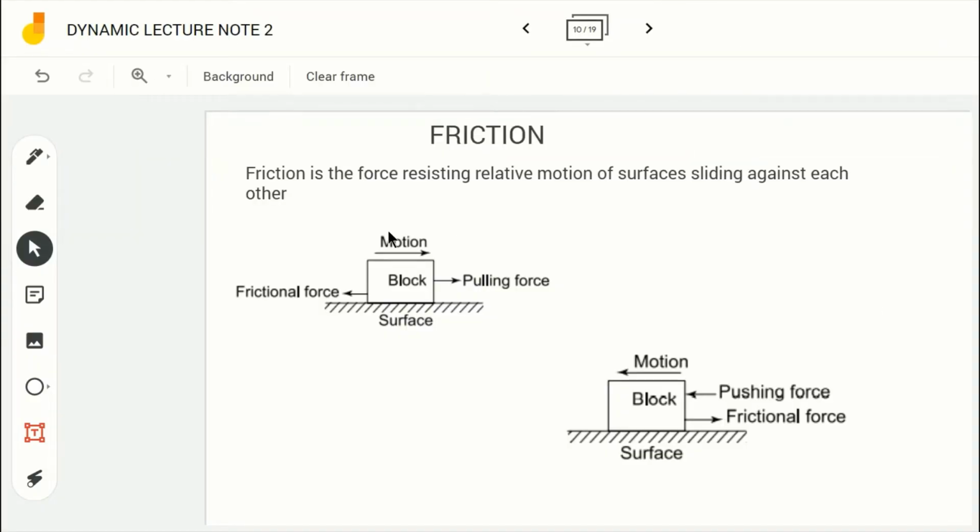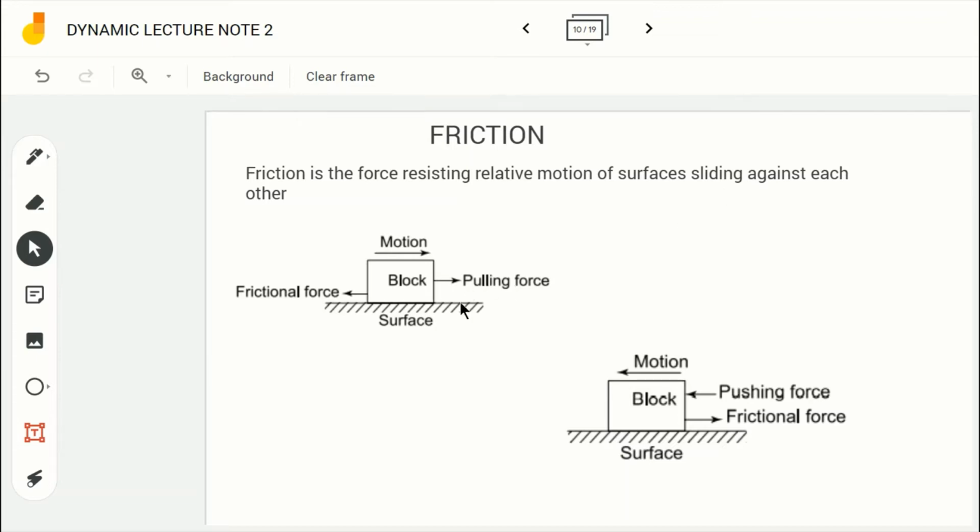Hello, in this video I will talk about friction and friction on an inclined plane. Now, friction is the force resisting relative motion of surfaces sliding against each other. Friction is a force that opposes motion.